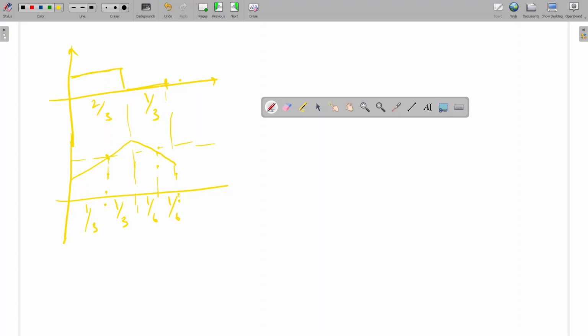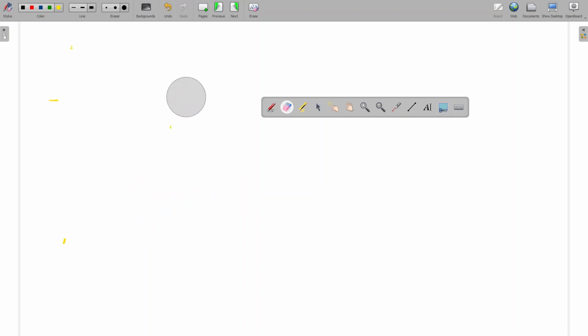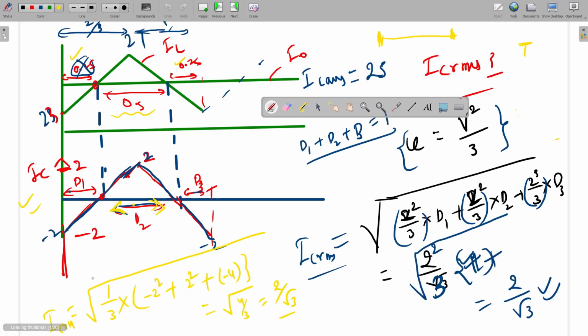Yes, sir. So according to this you can write. One person has a doubt in how D1 plus D2 plus D3 is equal to 1. Is it clear, or do I have to explain that again? Should I explain, or is it clear? D1 plus D2 plus D3 equal to 1. Yes, sir. And sir, why do you divide by 3? Where? Which one? This formula? This one.